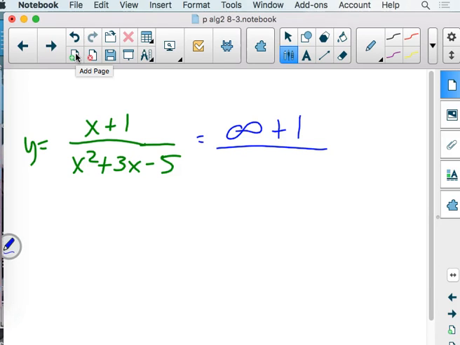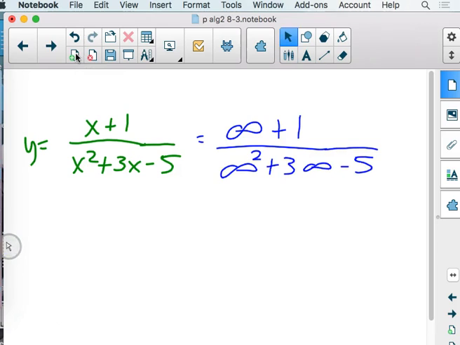And on the bottom, what if it's infinity squared plus 3 infinity minus 5? What's going to happen there? And as we talk about limits, what I need you to think of is this. Right up on the top there, I have infinity plus 1. And we need to think this way.